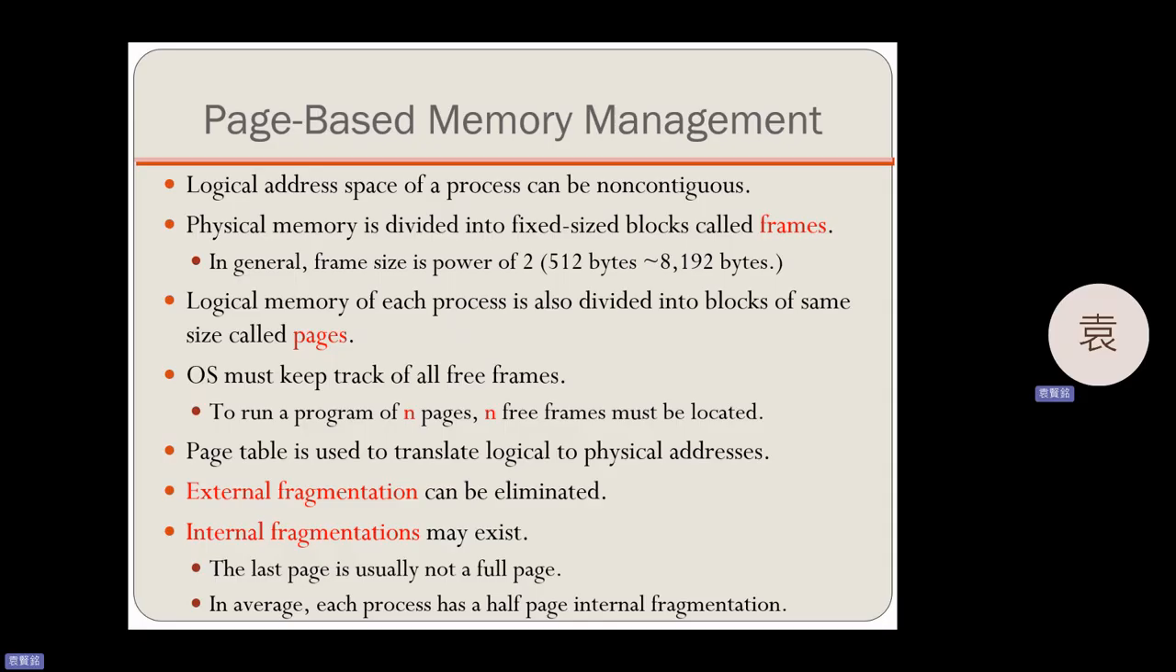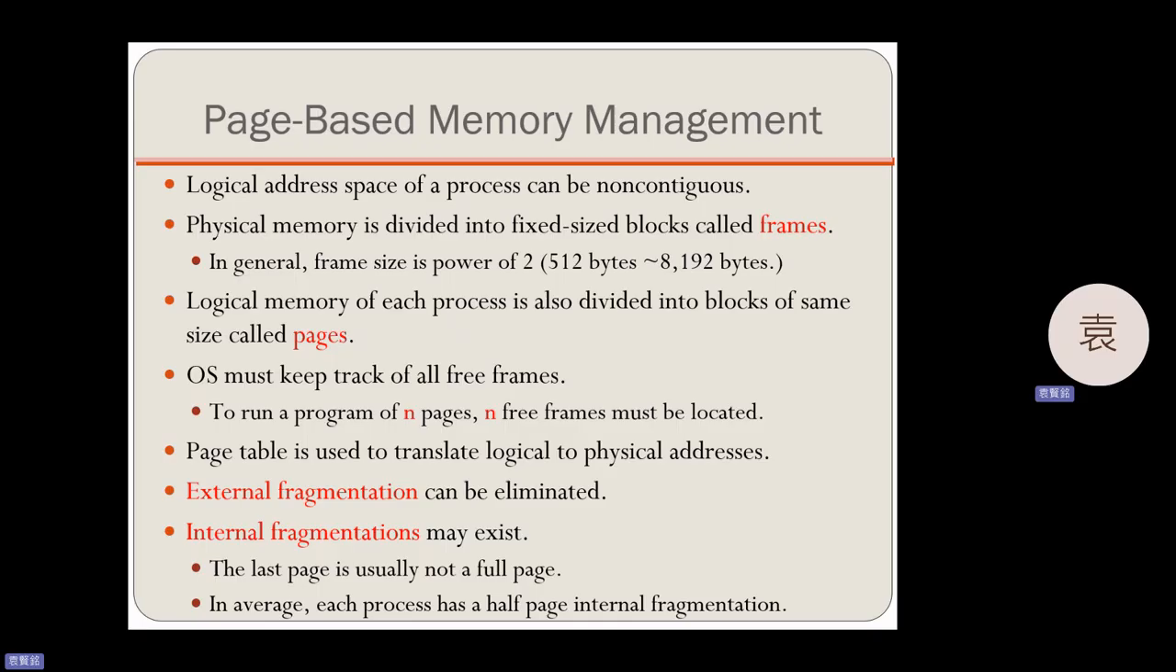In general, frame size will be set to a power of 2, for example 4K bytes or 8K bytes. And the logical memory of each process is also divided into blocks of the same size. We call them pages. The page size and the frame size usually are equivalent, but they can be different. In general we set them to be equivalent for simple management purposes.